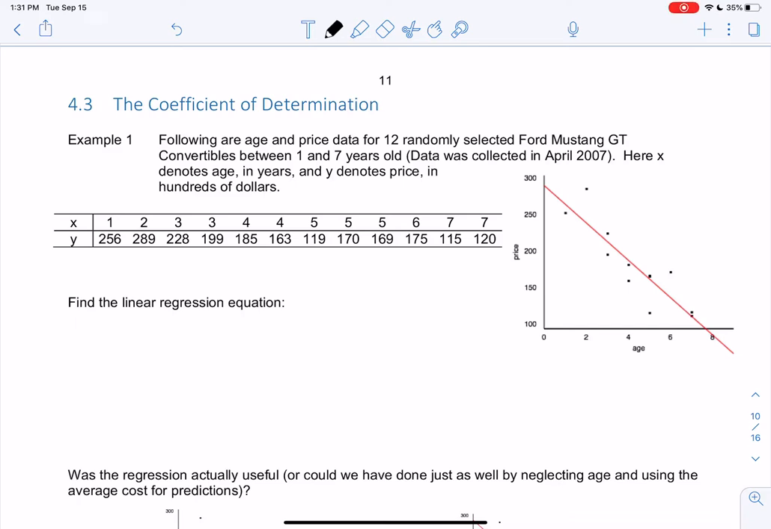All right, in 4.3, we're going to look at this thing called the coefficient of determination. It's this thing called r squared, which you may or may not have seen on your calculator so far. This section is going to tell us how good our lines are, not just what the line is.